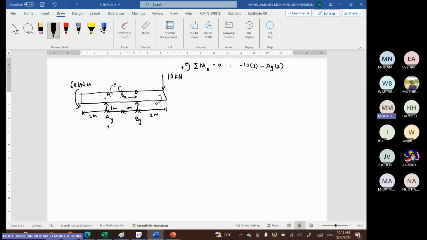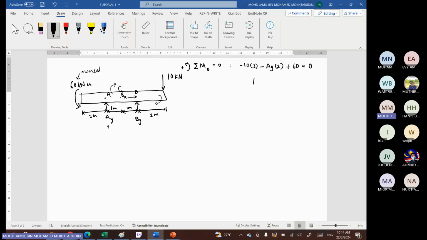And then lastly, we have 60 kilonewton meter. So this is already a moment. So you don't have to multiply with distance, okay? So you just take the direction of the moment, which in the question shows counterclockwise. So counterclockwise is positive. So you just add 60, okay? It's positive already. So equals 0.